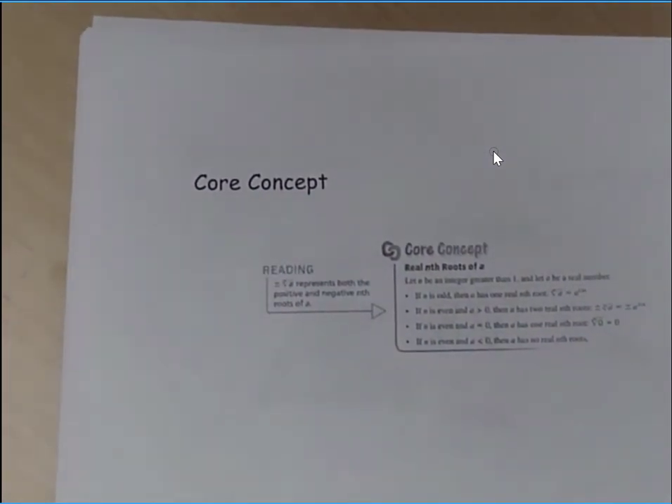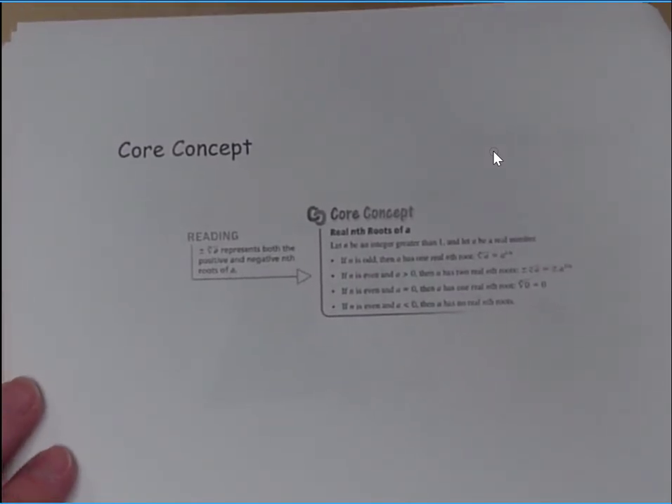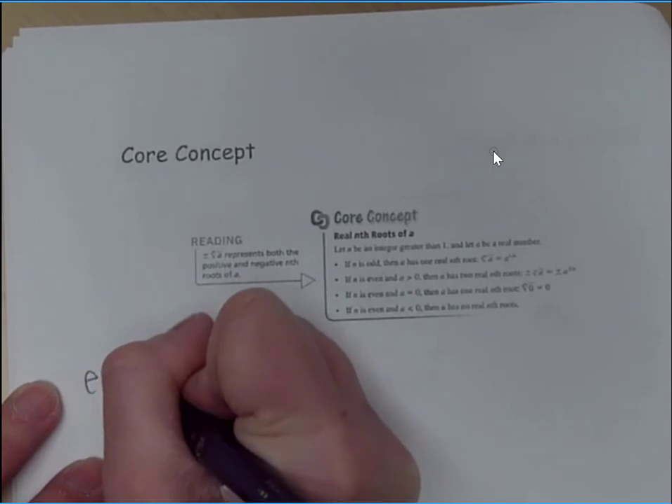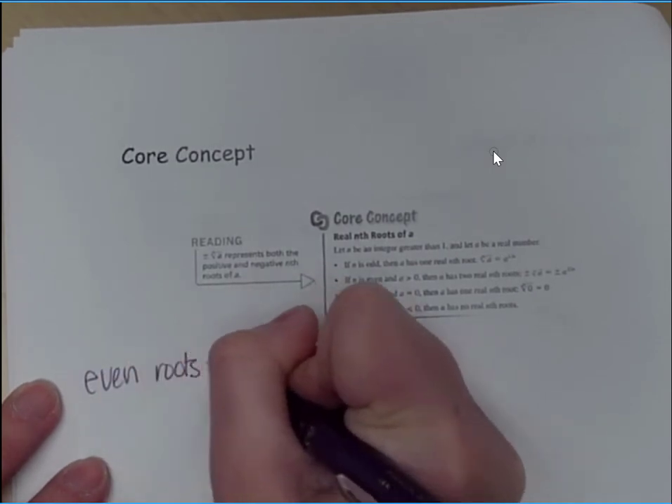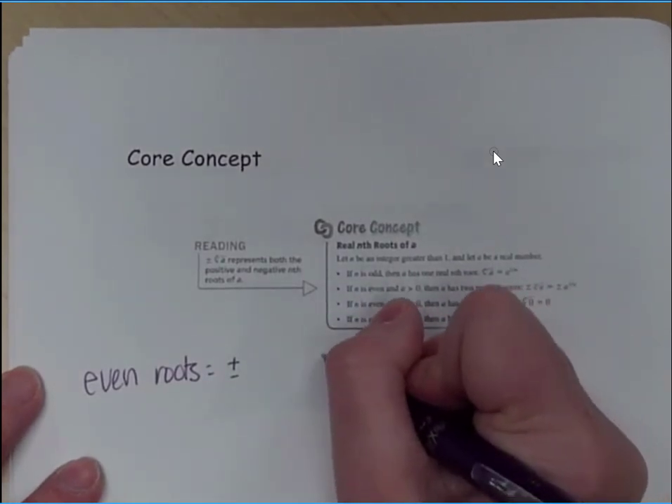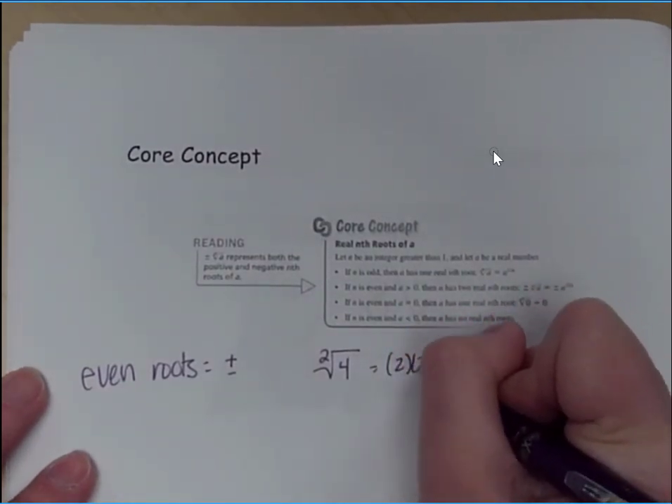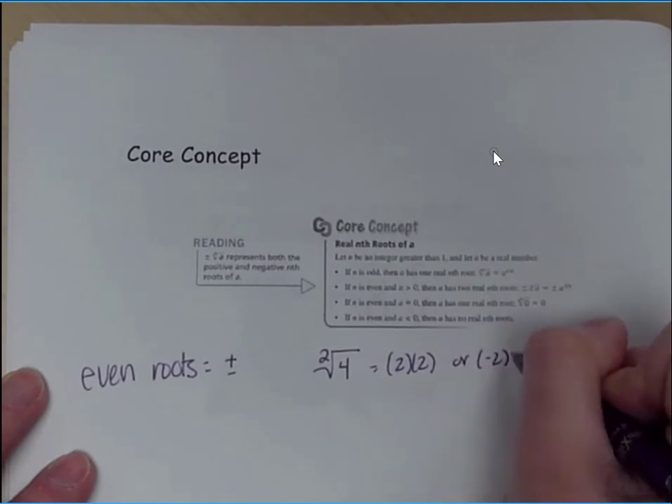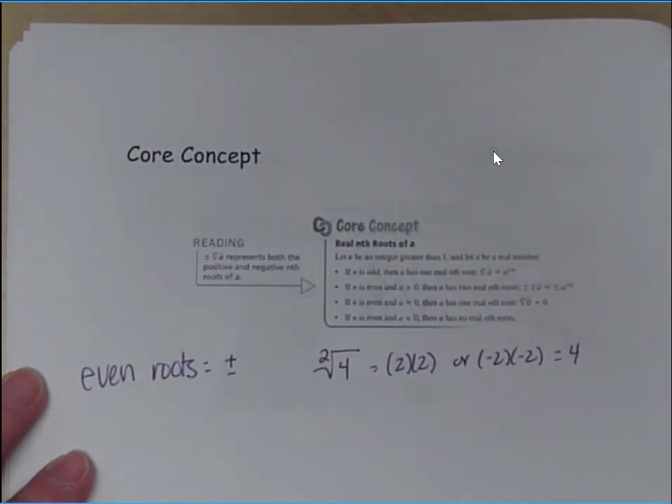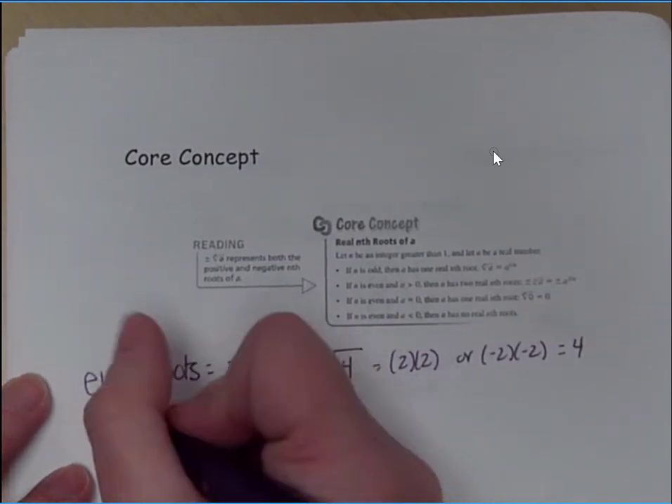When we take a look at some radicals here, remember how we said the 4th root of 16 was positive or negative 2? Well, think about it this way. If we have even roots, our answer is going to be positive or negative. Why is that? Well, if I have the square root of 4, I can do 2 times 2 or negative 2 times negative 2. Either way, those answers are 4. So if I have an even index, my answer is going to be positive or negative.